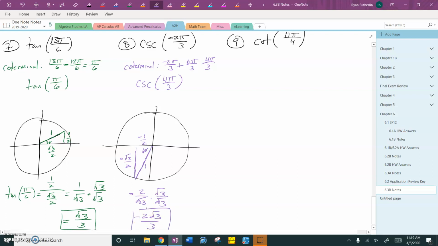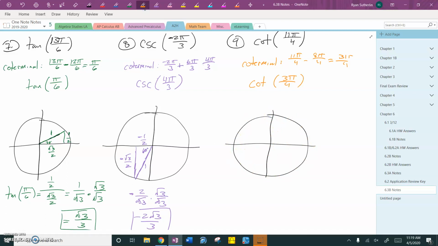And then the last one, cotangent of 11 pi over 4. So my coterminal angle is 11 pi over 4 minus 2 pi, which would be 8 pi over 4, so 3 pi over 4. So I'm trying to find cotangent of 3 pi over 4. Draw my picture.